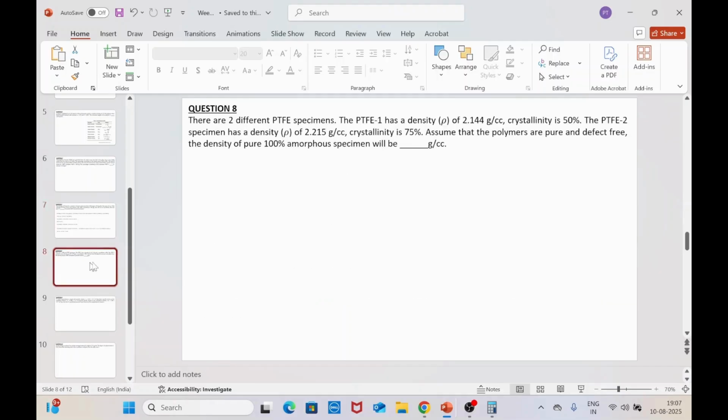So then let's see this question. It would be a pretty different way of questioning because it involves density. But anyway, let's see. There are two different PTFE specimens. I hope everyone knows what PTFE is.